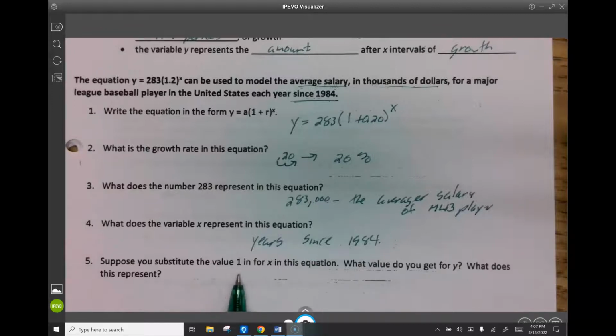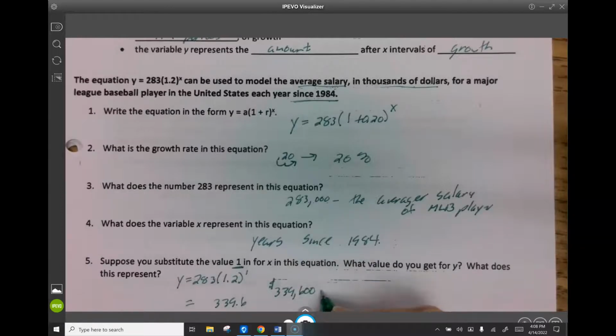Suppose you substitute the value 1 in for x in this equation. What value do you get for y? What does this represent? So let's plug that in. y is equal to 283 times 1.2 to the first power. Take out your calculators. And you get 339.6. We want this in thousands of dollars, so $339,600. And 1 is 1 year past 1984. So this would be the average salary.